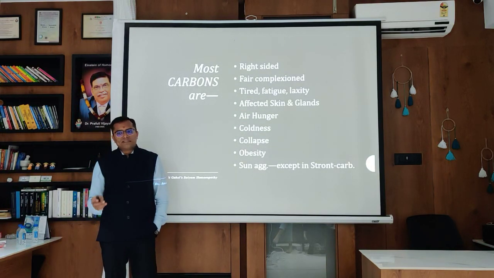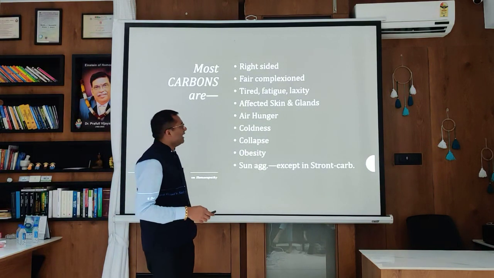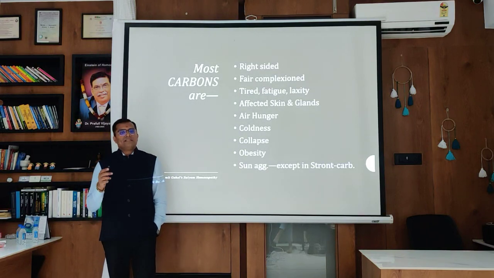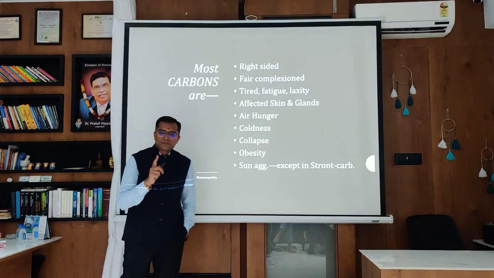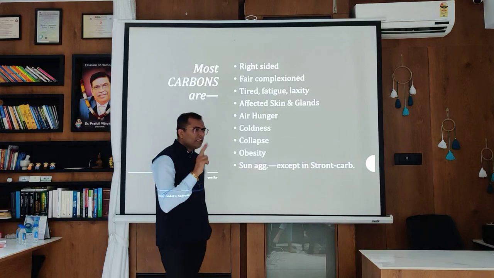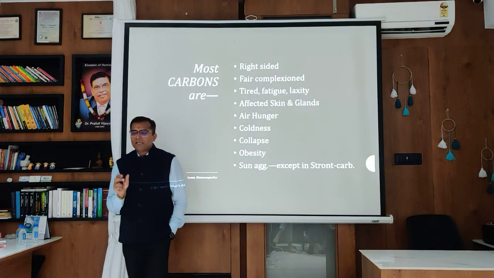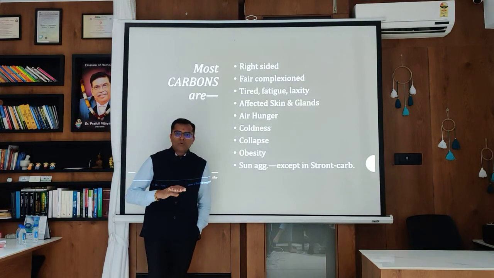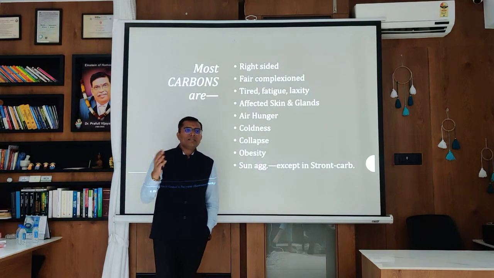Most carbons are right-sided, with fair complexions, tired, with fatigue, laxity, affecting the skin and glands, anger, reactions of boldness, collapse. When you find the collapse, in a collapse we have Camphor and Carbo veg. So what happens in a collapse? In a collapse stage, there is a coldness of the body. The coldness is external, internal heat is lacking in both Carbo veg and Camphor.